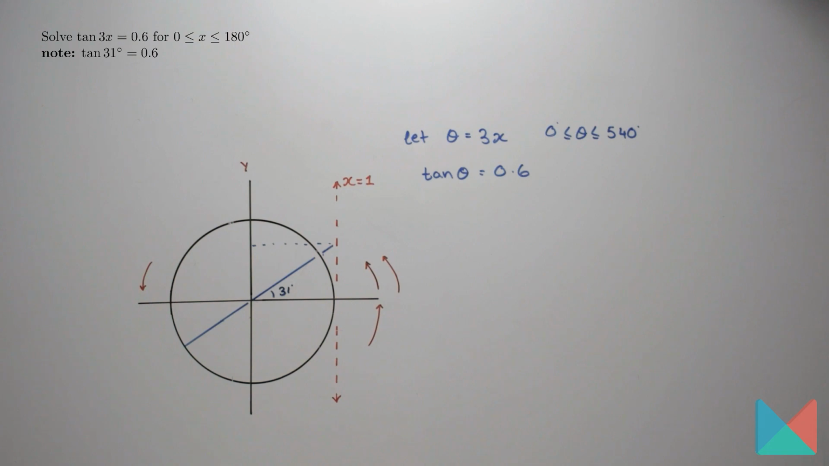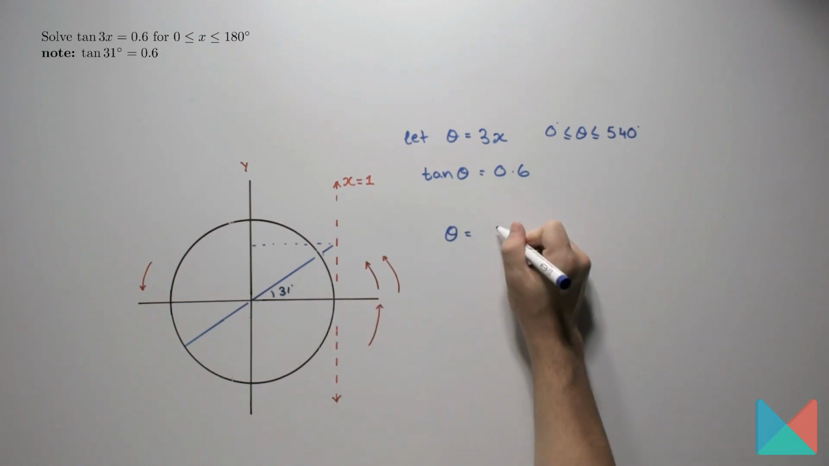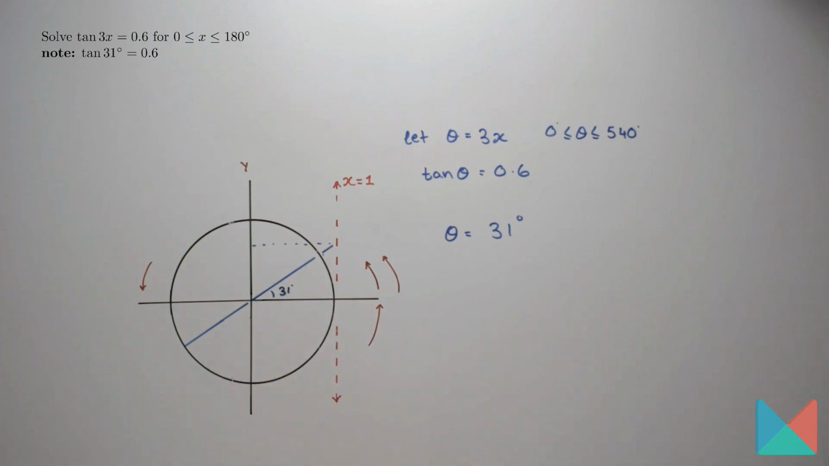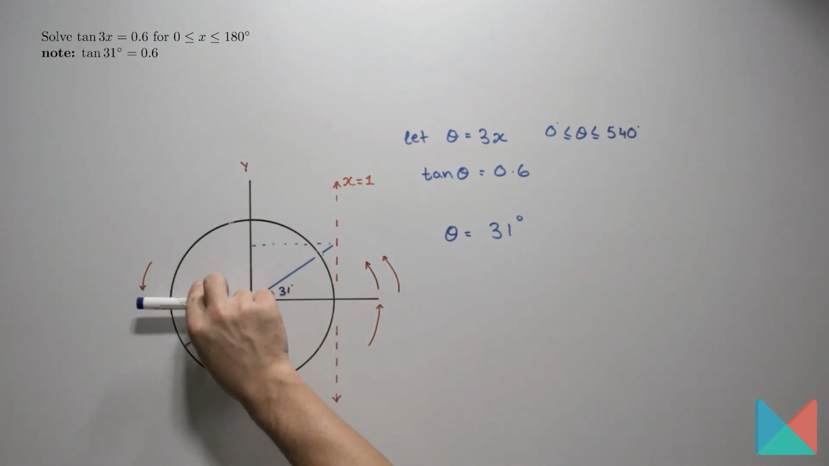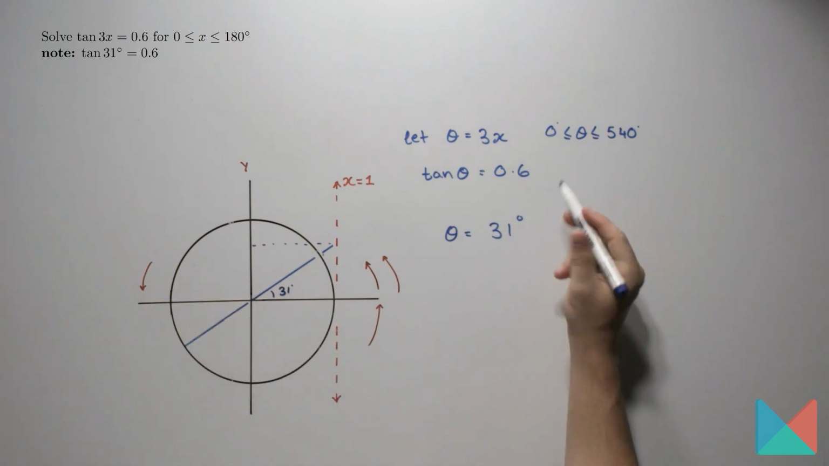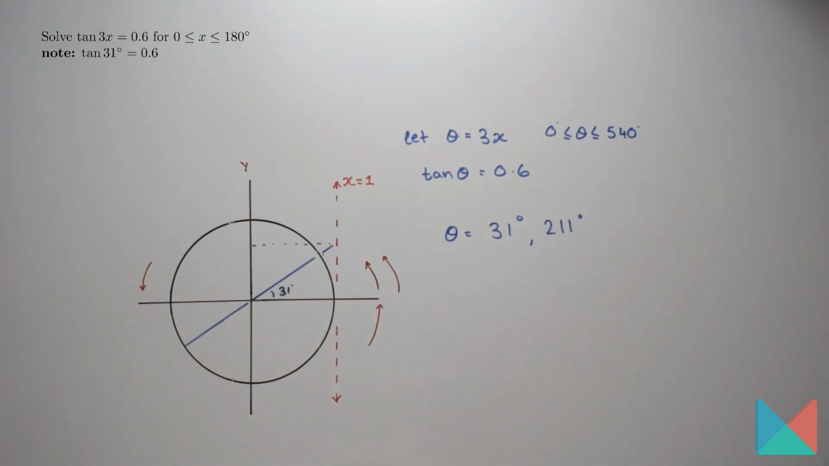And now that we have found our angle in our first quadrant, we can finally solve for all our angles of theta. So theta, our first angle, will be this 31 degrees. And to get our next angle in the third quadrant, well, that's going to be from 180 degrees. We're going to add 31 degrees to get to this angle. And so we get an angle of 211 degrees.